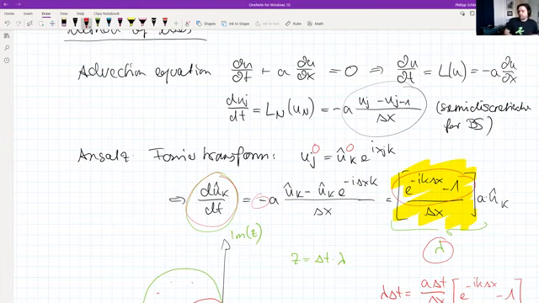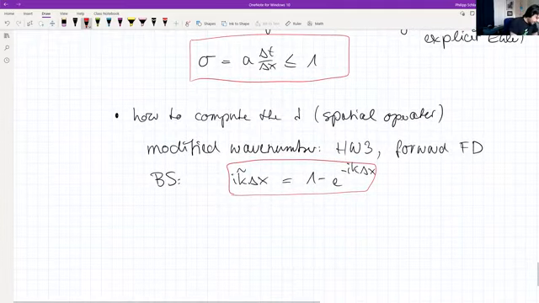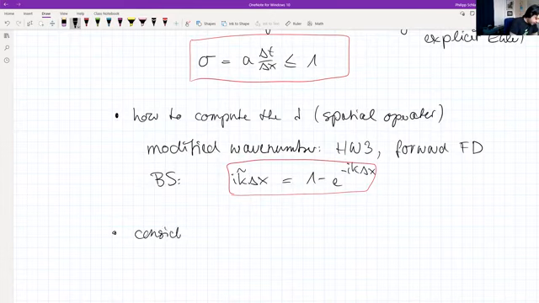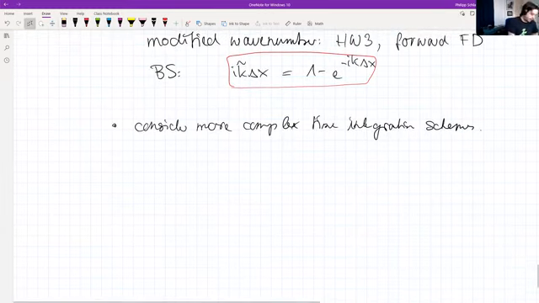where we essentially can treat it as the integration of an ODE, and the stability limit of the ODE is, in this case, the green circle, which corresponds to the forward Euler scheme. But that's my second comment. You can consider more complex time integration schemes. So think of, for instance, a Runge-Kutta scheme.